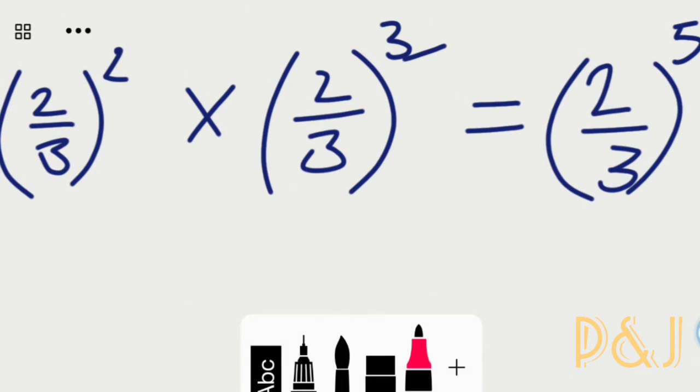So (2 upon 3) raised to the power 2 multiplied by (2 upon 3) raised to the power 3 gives us (2 upon 3) raised to the power 5. How 5? Because it is given as (a upon b) raised to the power m multiplied by (a upon b) raised to the power n gives us (a upon b) raised to the power m plus n. So m is 2 and n is 3, so 2 plus 3 is 5.